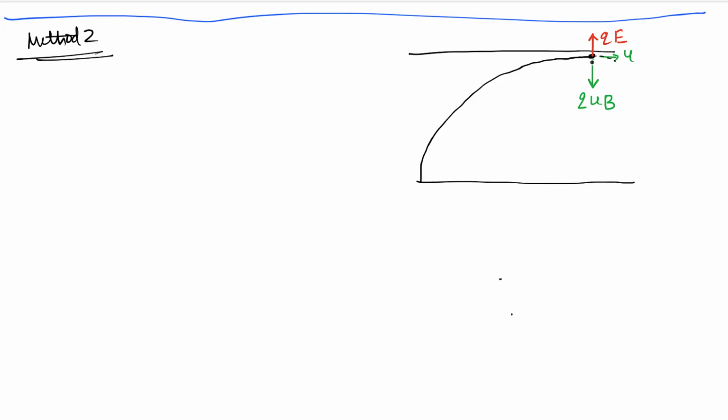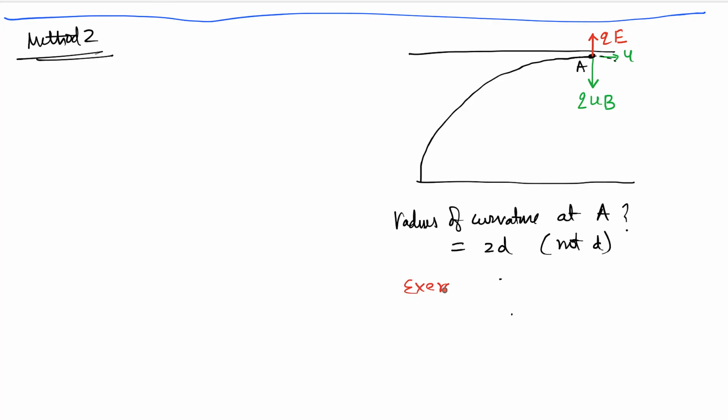Now the only question is, what is the radius of curvature at, let's say, A? This point is, let's say, A. So the answer is 2d and not d. And I leave this as an exercise for you guys. So figure out why R is equal to 2d and not d. Okay. Let me know your thoughts in the comments and I will respond as soon as possible.